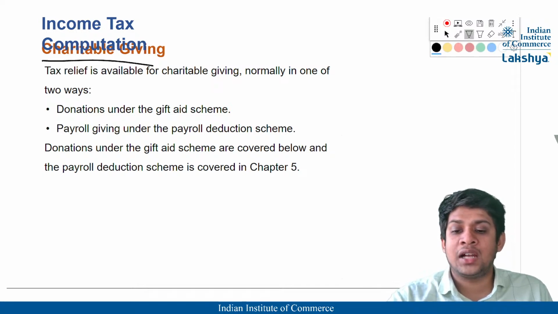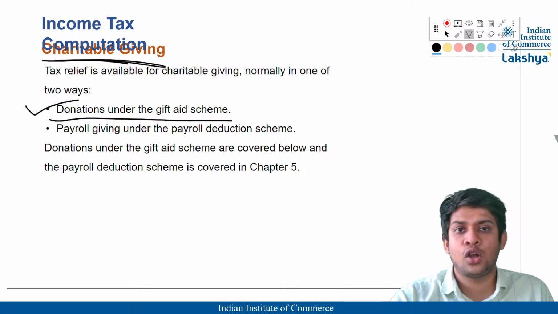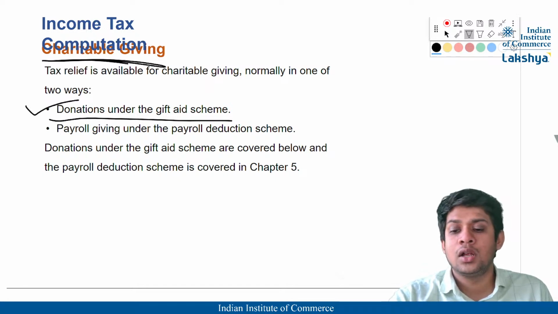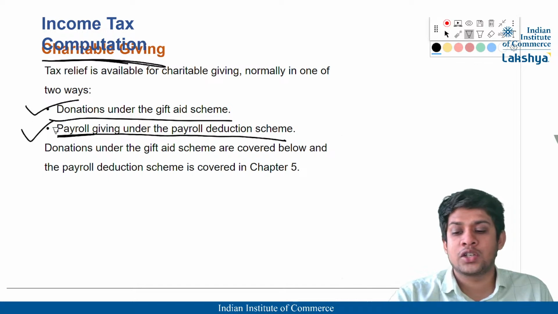Now, your charitable giving could be in two ways. That is donation under the gift aid scheme, where you are making a normal donation, maybe you're a self-employed person or an employed person. Or you can also do it through payroll giving under the payroll deduction scheme.